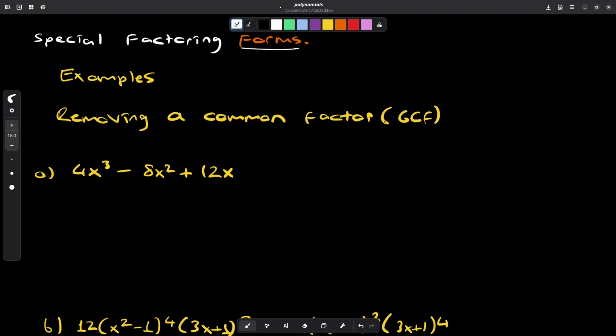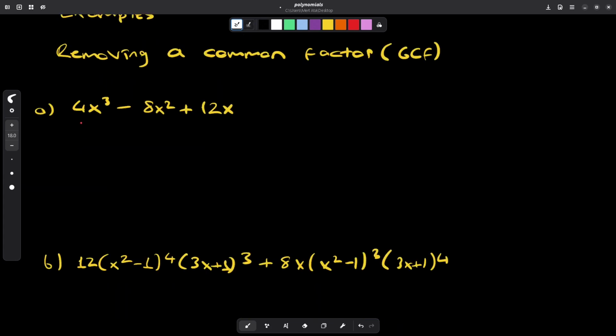Removing a common factor, GCF, which stands for greatest common factor. All right, that took some time. Let's see. Our first term, second term, third term. Let's see what is in common.